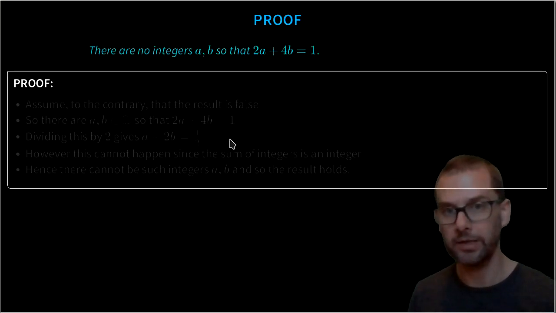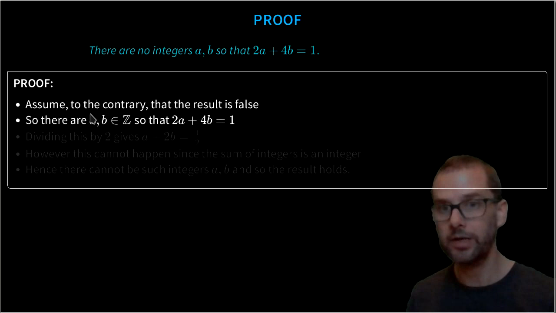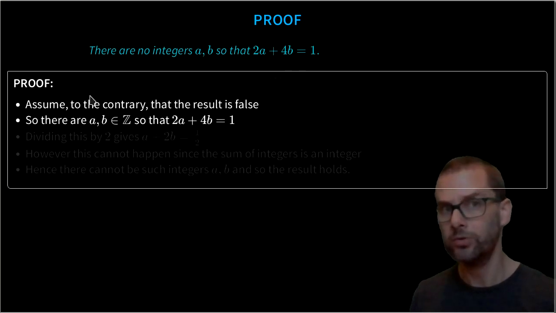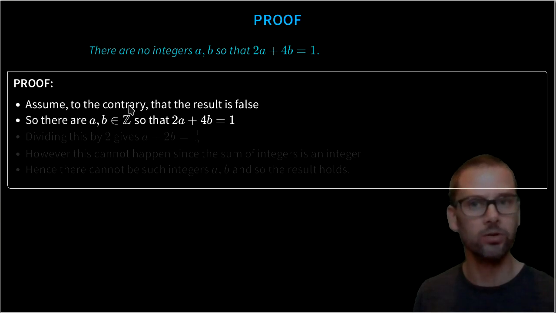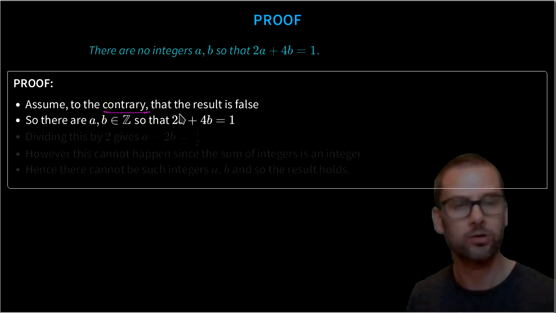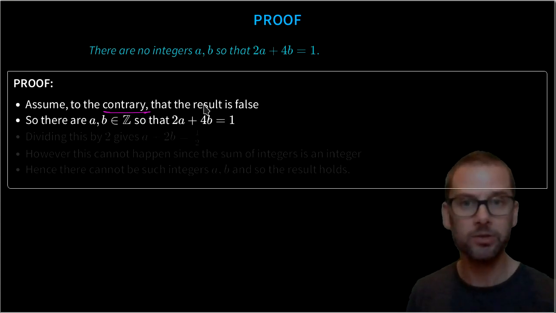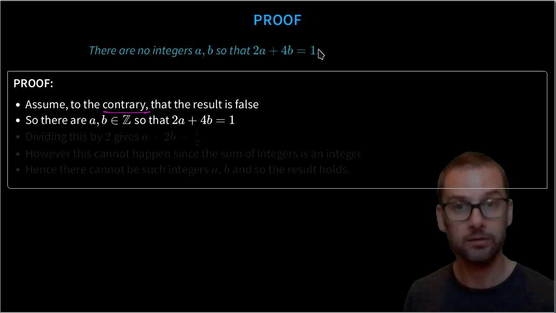So let's write that up neatly. To warn the reader that a proof by contradiction is happening, we typically start with a statement like "we use proof by contradiction" or "assume to the contrary." The use of the word contrary is a key word to tell the reader that proof by contradiction is about to happen. So assume to the contrary that the result here is false.